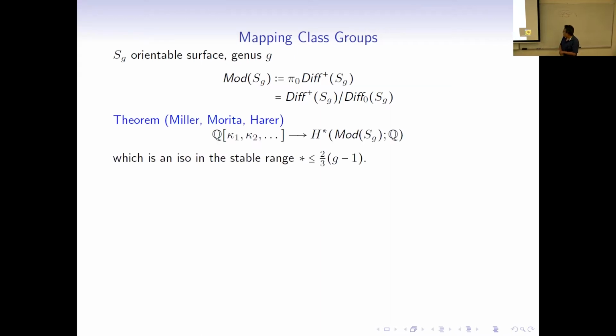It is also related to stable homotopy theory in this way. When we stabilize the genus, when g is large enough, the rational cohomology of the group becomes a polynomial algebra on the so-called Miller-Morita-Mumford classes, kappa i's.